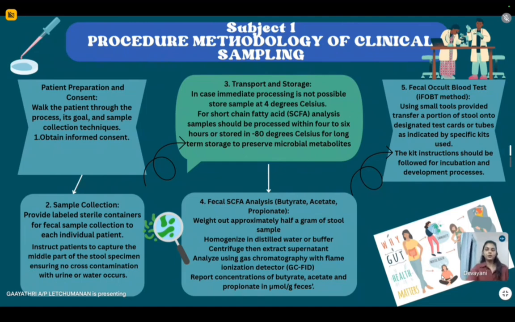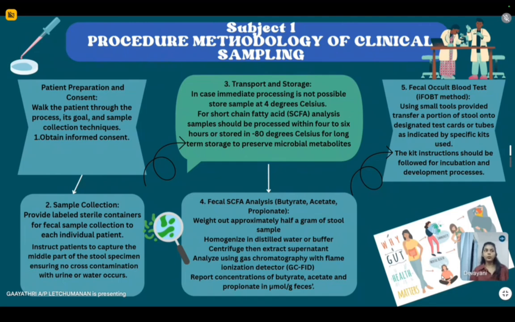Good day, sir. Today, this is the methodology for preparing the fecal procedure and clinical sampling. Firstly, the first step is to prepare the patient and obtain consent. Walk the patient through the process, its goal, and sample collection techniques. Obtain informed consent and educate the patient on refraining from consuming NSAIDs, red meat, and vitamin C 3 days prior to occult blood testing.